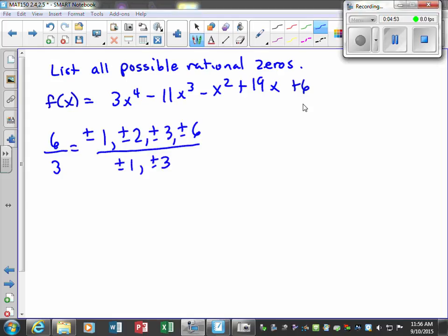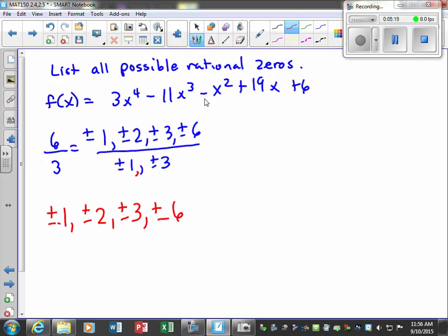We write factors of our constant term over factors of our leading coefficient term. All the factors that multiply to give us 6, all the factors that multiply to give us 3. Now what I wanted you to notice is that when you divide everything by 1, this one's the easy one that we've always had. That gives us plus or minus 1, plus or minus 2, plus or minus 3.